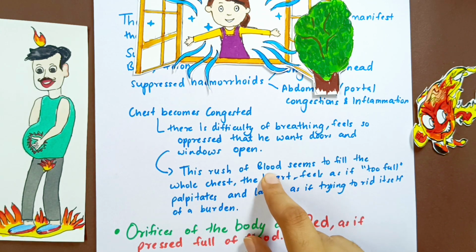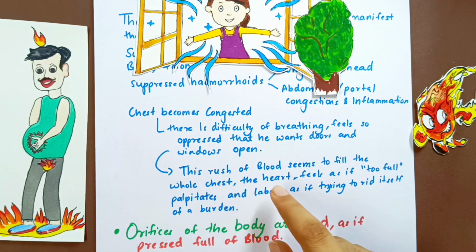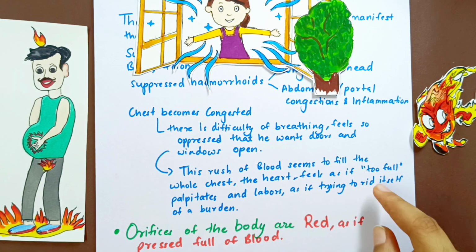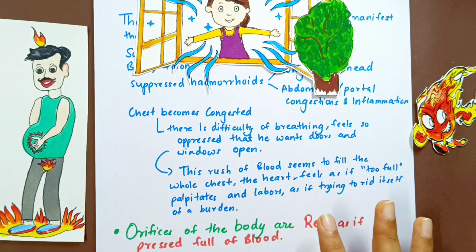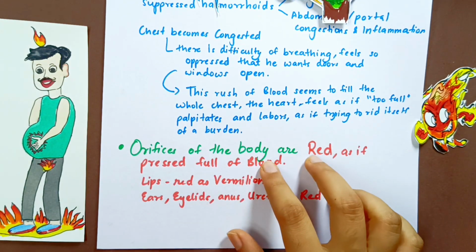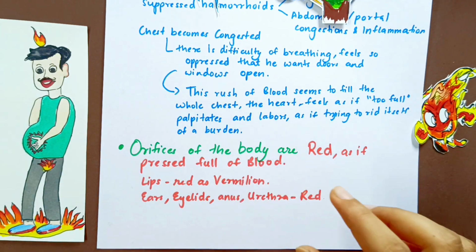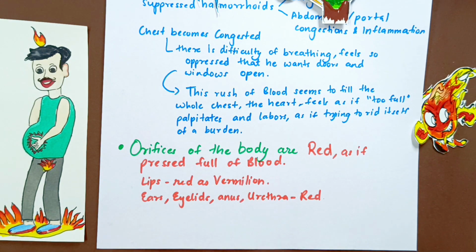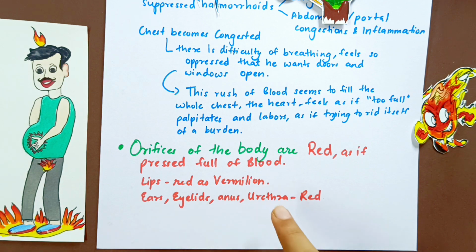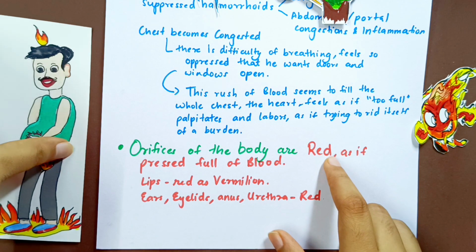Now this rush of blood seems to fill the whole chest. The heart feels as if too full, palpitates, and labors as if trying to rid itself of a burden. So that much is the rush of blood. Now you see that the orifices of the body are also red, as if pressed full of blood. So there is this circulation, where more blood is going to different parts like the orifices of the body, to the eyelids, to the ears, to the anus. I have made it in the diagram.